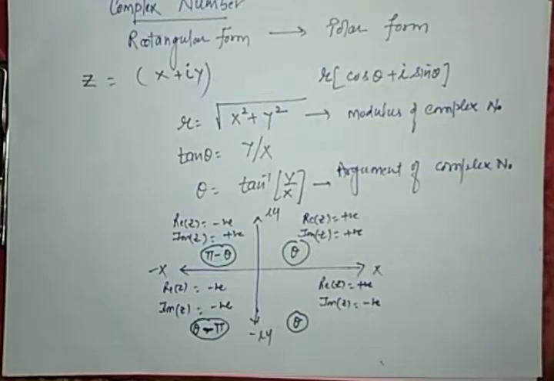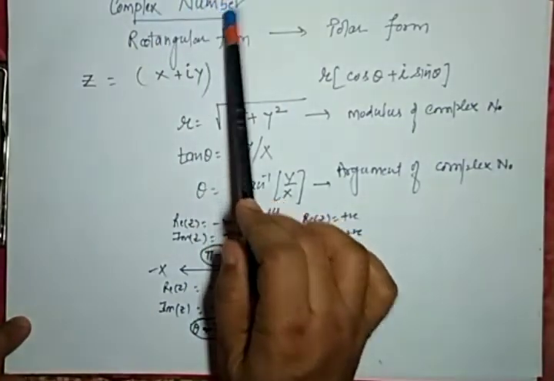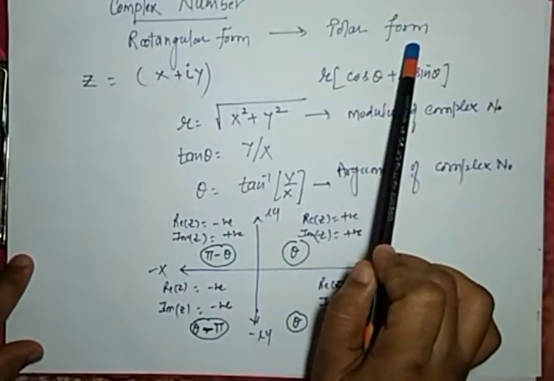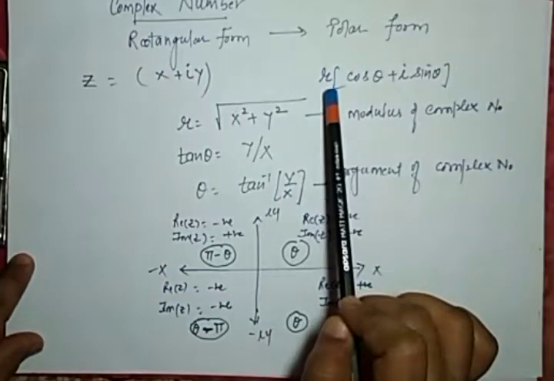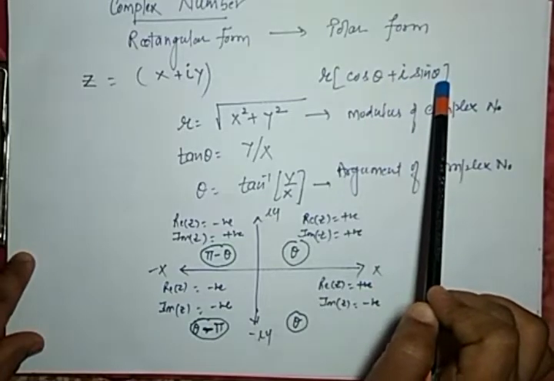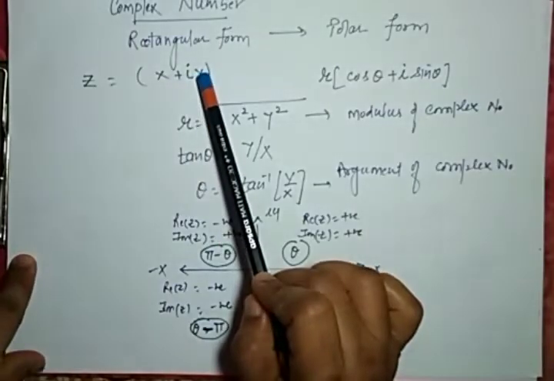Let us today discuss how to convert a complex number which is given in rectangular form to its polar form. The rectangular form is x plus iota y and the polar form is r cos of theta plus iota sin of theta. Once the rectangular form is given, x and y are known to you.